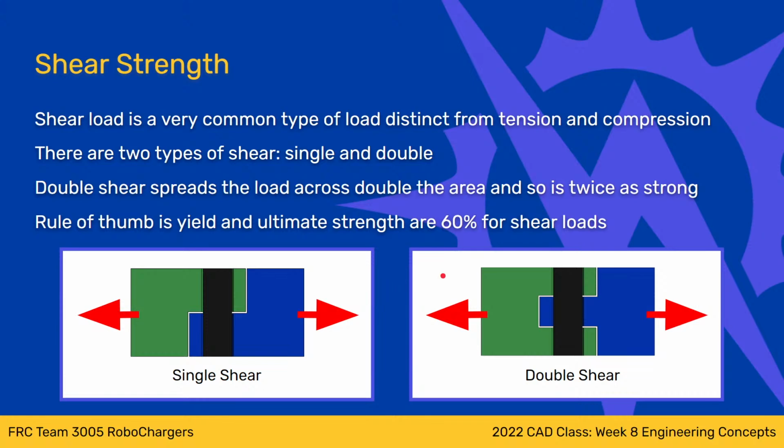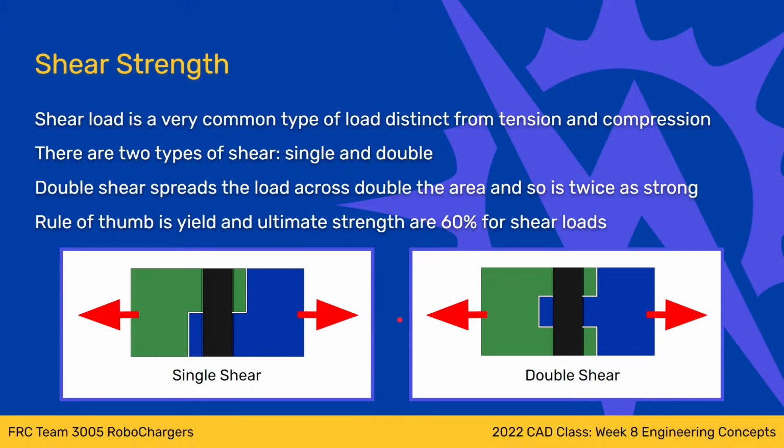Basically, double shear will be twice as strong as single shear because the stress is spread out across double the surface area, double the cross-sectional area, because you've got two cross sections instead of one. In general, double shear is also even a little bit stronger because it's also a more stable arrangement, but that doesn't really factor in here.